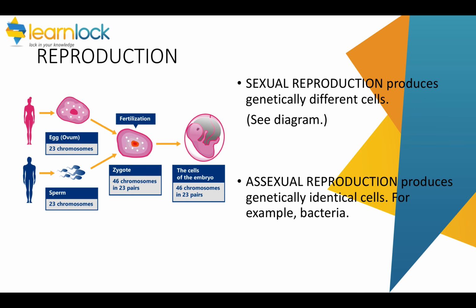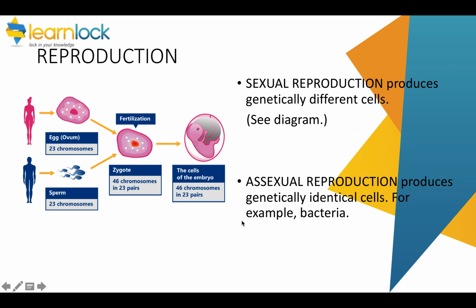Moving on to reproduction. Sexual reproduction produces genetically different cells. As you can see here, the egg and sperm join together to make 46 chromosomes in every cell of an embryo. So all of these cells in an embryo would be unique and different to the first ones that you started with. The sex cells here are called gametes. So 23 in an egg cell, 23 in a sperm, join together to make a new living thing.